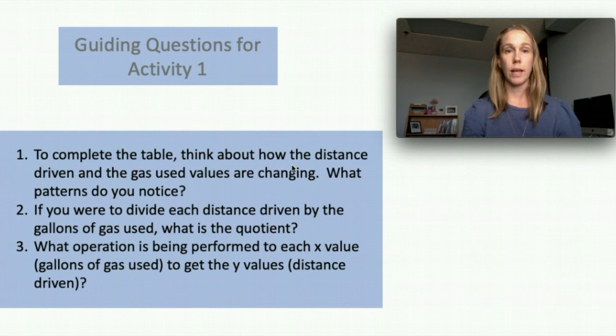So some guiding questions for Activity 1 to help you get through these problems would be to first look at the table and think about how the distance driven and the gas used values are changing. In other words, what patterns do you notice as you look through there? That will help you answer number 1.